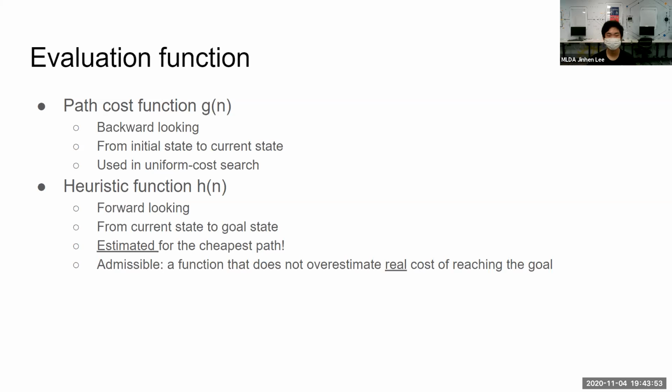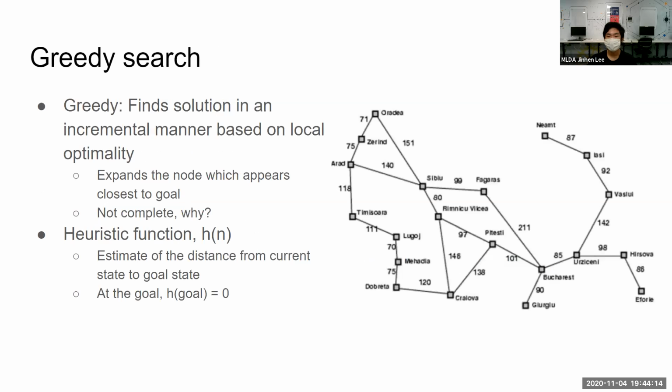So your heuristic function h(n) is forward looking in the sense that it estimates the path cost from your current state to the goal state. So it is only an estimation, and well, it can be off sometimes. But here we define a heuristic to be admissible when it does not overestimate the real cost of reaching the goal. And we are going to discuss two types of best first search here. The first one is greedy search.